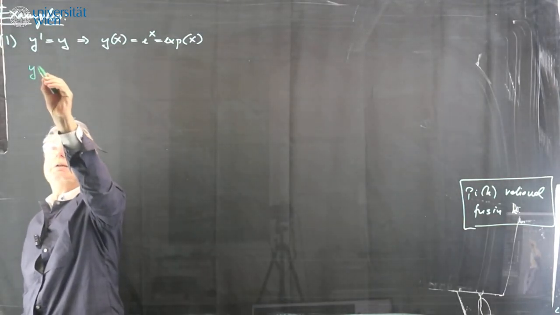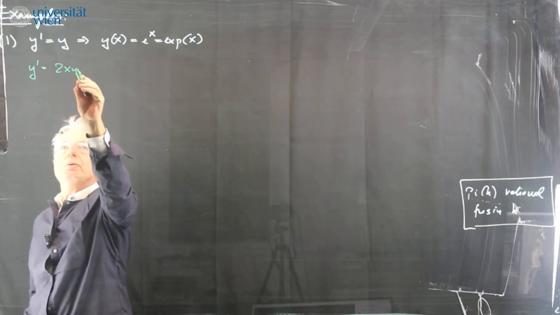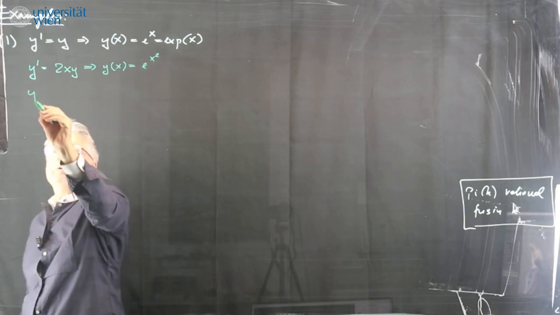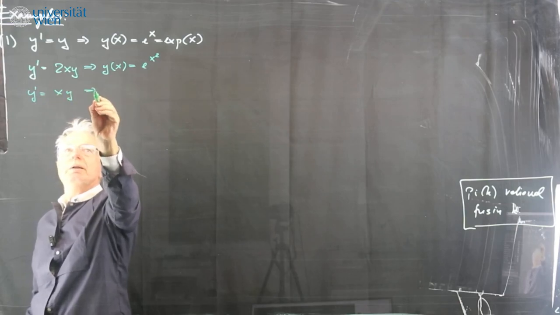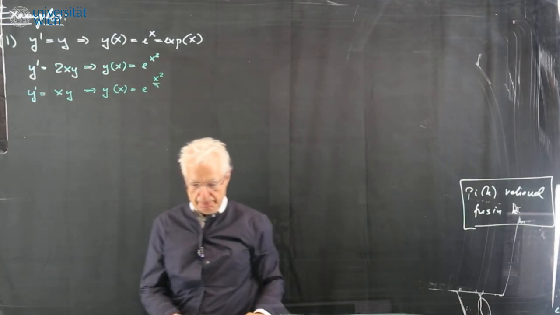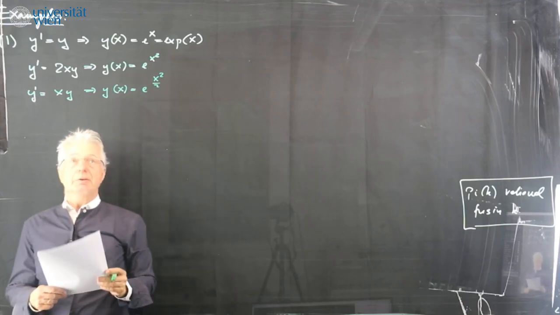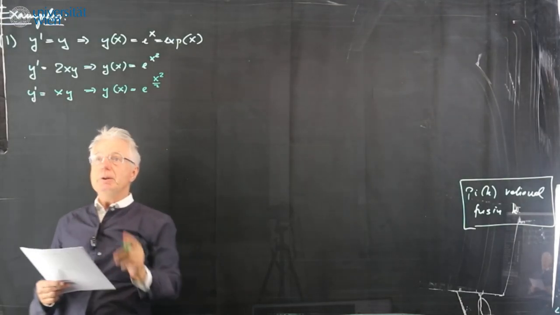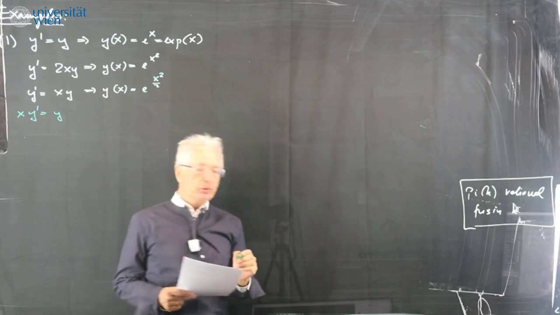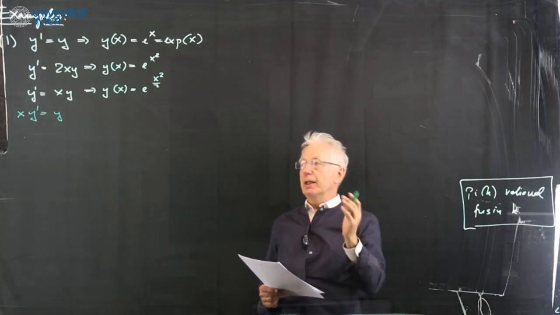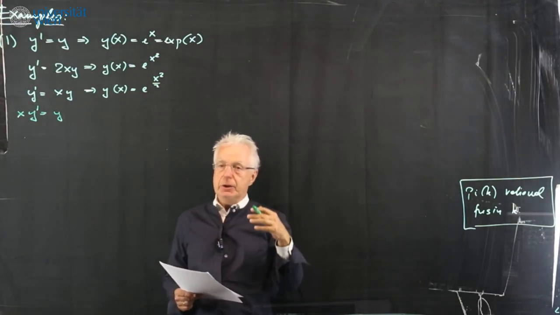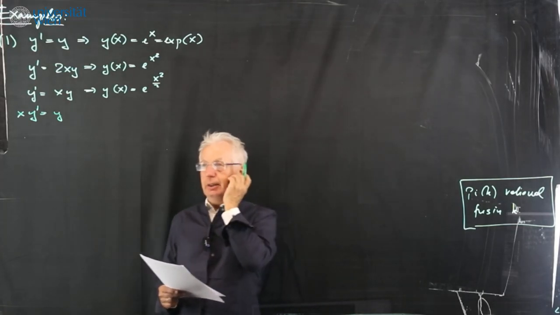Now, if you modify this a little bit, if you take y prime equals 2xy, then we get y of x equals e to the x square. If we take y prime equals xy, we get y of x equals e to the x square over 2. So that's not so interesting, but to warm up, now we move the x to the other side. x y prime equals y. Of course, this is now a little bit just playing around, but it should motivate the theory we are giving later on. And the theory will be partly algebraic and partly analytic.